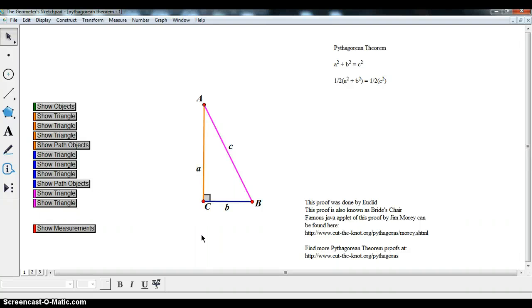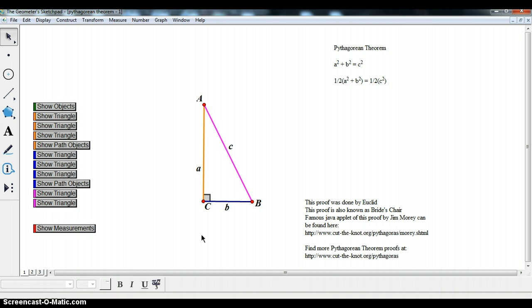Welcome to math class. Today we're going to be showing you the Pythagorean Theorem and a proof of it, not just saying, like in high schoolers who just know a squared plus b squared equals c squared. They take it to be true. Many people don't see the logic behind it.